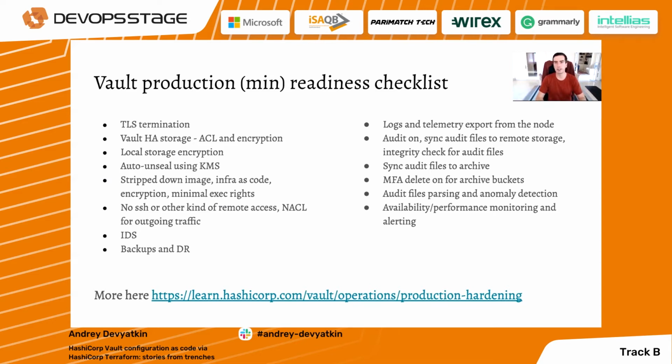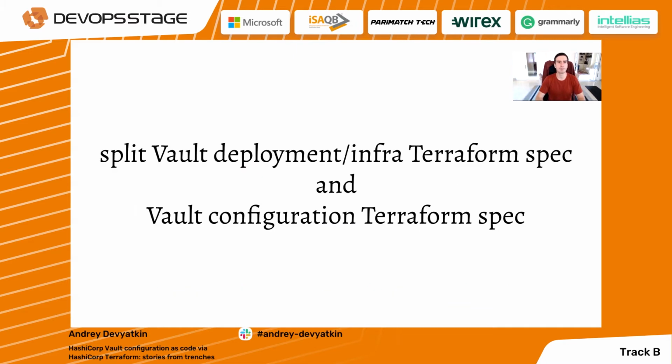Maybe blocking out SSH, have intrusion detection, backup and disaster recovery, a lot of stuff. I mean, the job of system administrators is not easy. And a lot of this stuff is quite often hidden from developers. But yeah, there are a lot of things to consider. And look down below, there is a link to learn.hashicorp.com, where you will find production hardening guidelines from HashiCorp, which is handy. So this is actual learning.